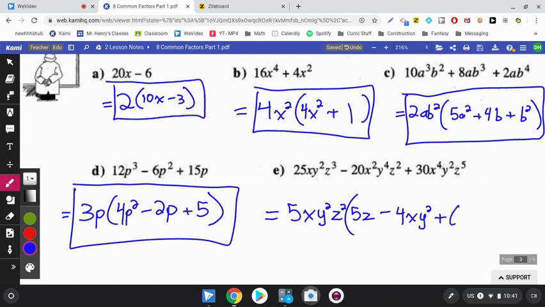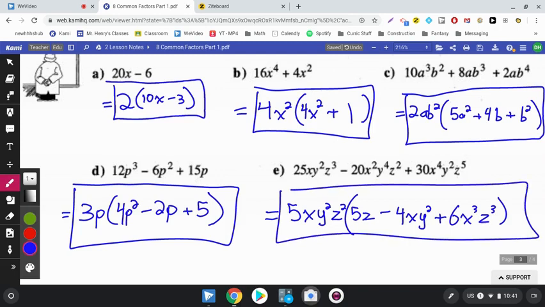30 divided by 5 is 6. X to the 4 divided by x is x cubed. Y squared divided by y squared goes away. And wait, I did that wrong. Oh no, sorry. Y squared divided by y squared goes away. And z to the 5 divided by z squared is z cubed. Whew. That one is a doozy, but ultimately we are able to handle it.